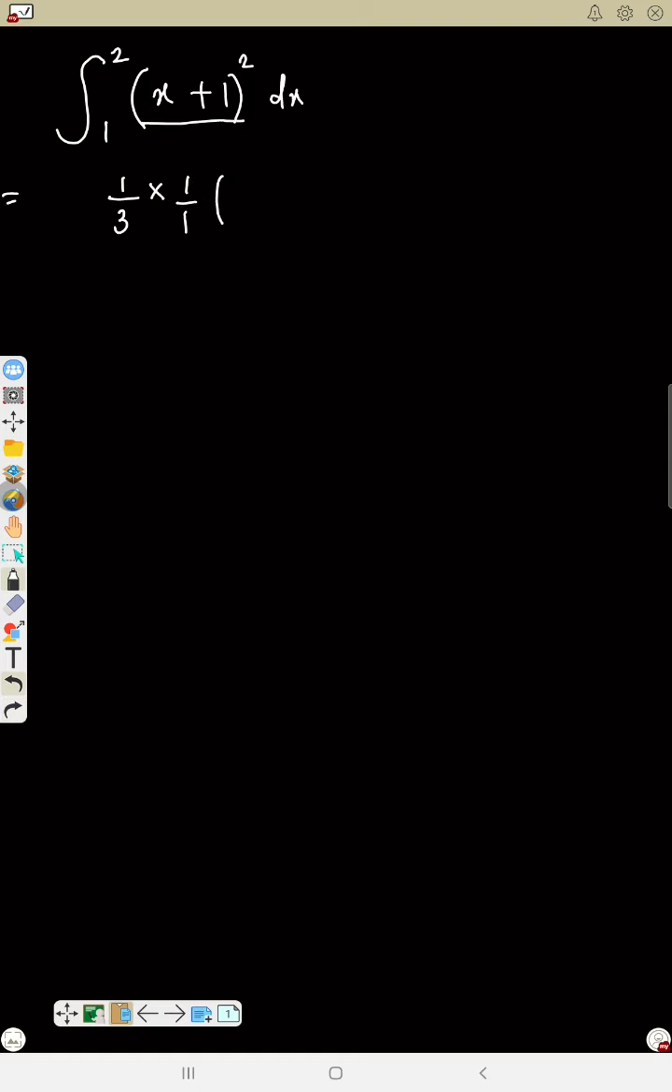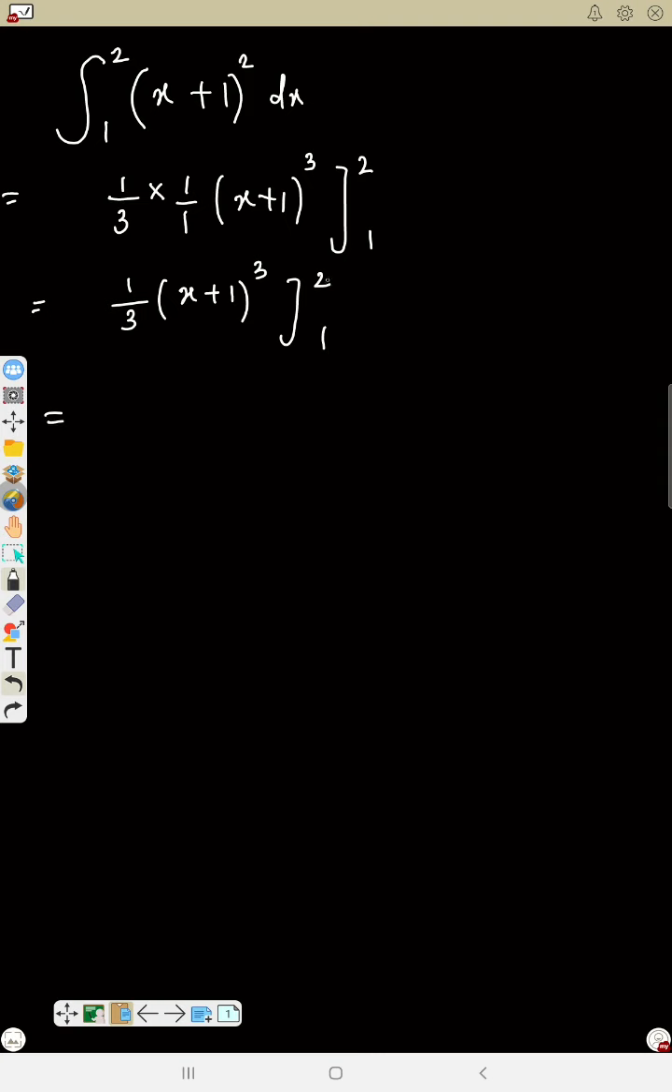Now rewrite everything in the brackets. That is s plus 1. Now add 1 to the power. That is 3. Now after that, put your limit outside, 2 and 1. So this will become 1 over 3 brackets s plus 1 raised to power 3. Then put your 2 and 1. So how can you remove 2 and 1? Anywhere you see s, put 2 first.